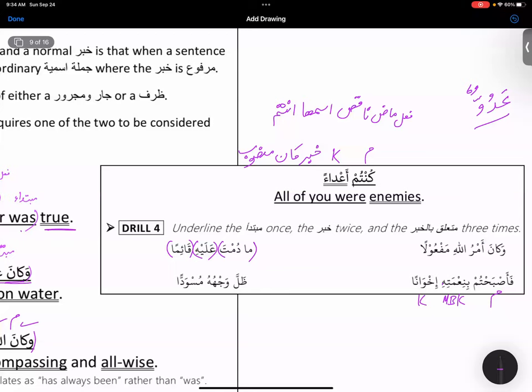Okay, next one. Zulla wajhuhu muswaddan. The translation first. So his face became muswaddan, black. Black, it is dark. Basically it is an ayah about when, in Jahiliyya, a daughter was born, so they felt very ashamed and embarrassed, and when somebody told them this news, their face turned black. Yeah. SubhanAllah.